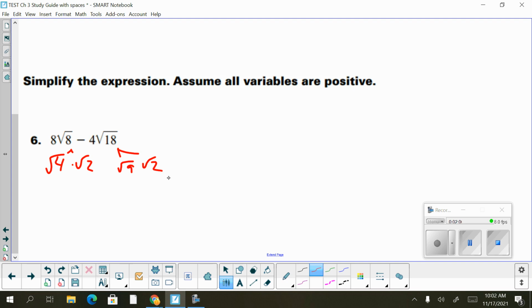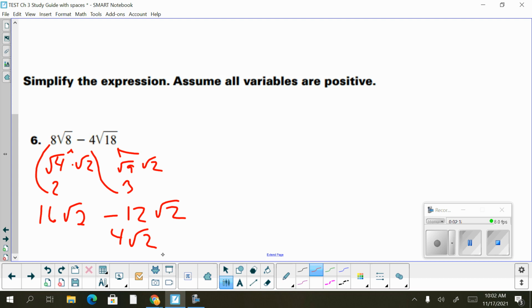The square root of 4 equals 2, and then when this 2 joins the 8, they will multiply to become 16. The square root of 9 is 3, and when 3 joins that -4, they'll multiply and become -12. And then they're like terms. If you have 16 radical 2's and you subtract off 12 radical 2's, it's 4 radical 2's.